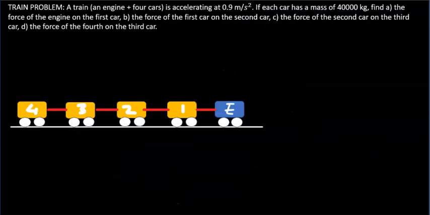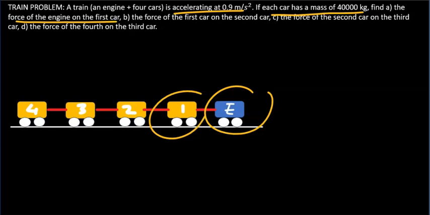Let's look at the second problem, the train problem. A train, an engine with 4 cars. So this is the engine, and these are the cars. There are 4 of them. The system is accelerating at 0.9 meters per second squared. If each car has a mass of 40,000 kg, find the force of the engine on the first car. So the amount of force that this exerts on that.